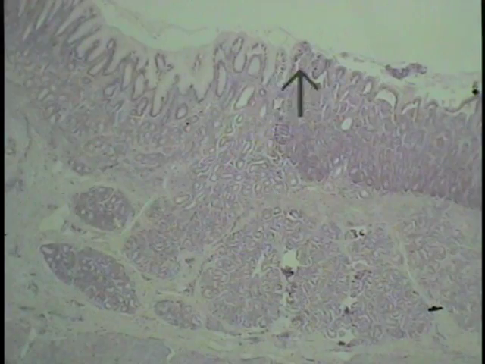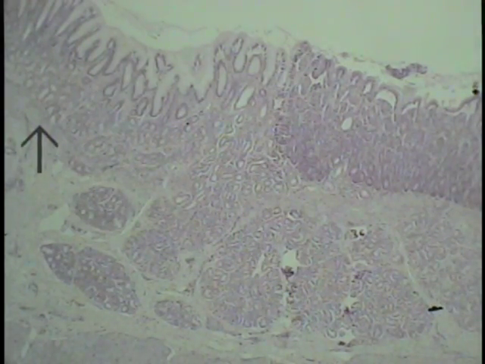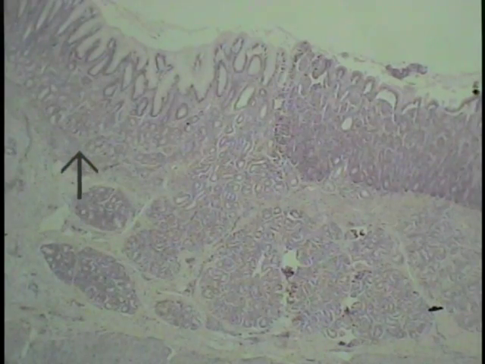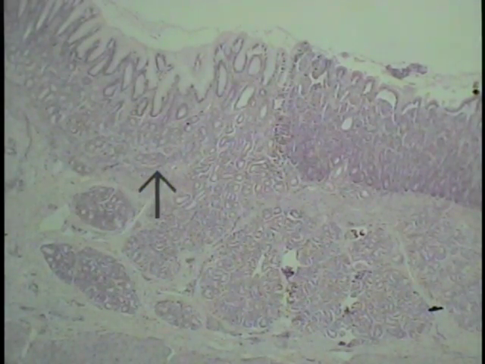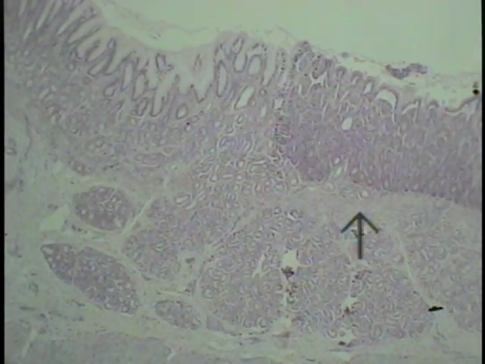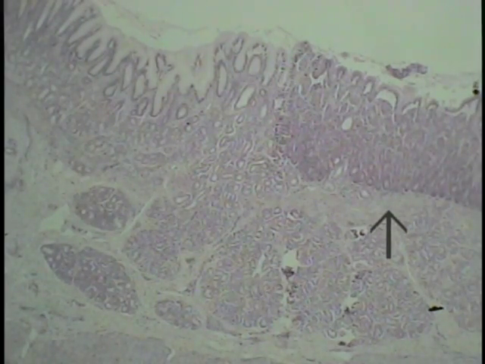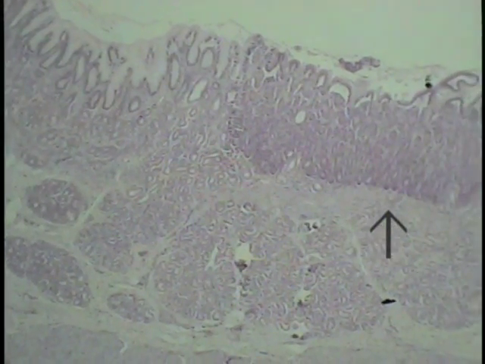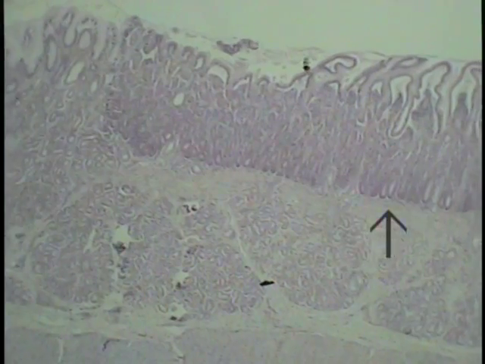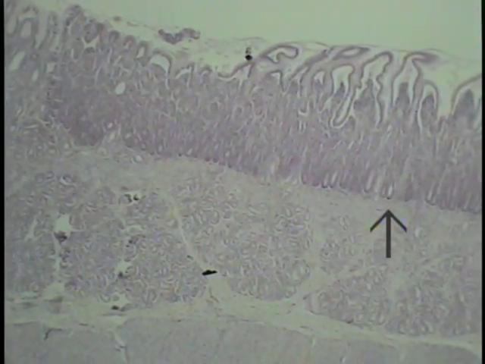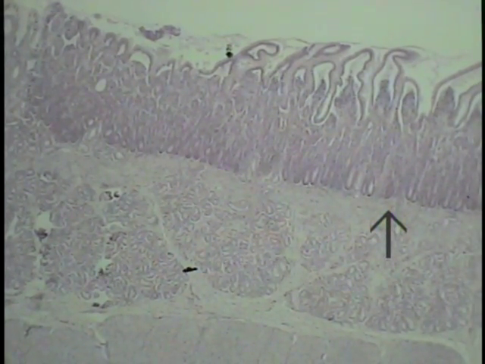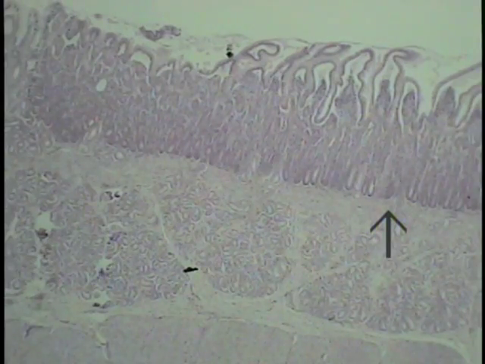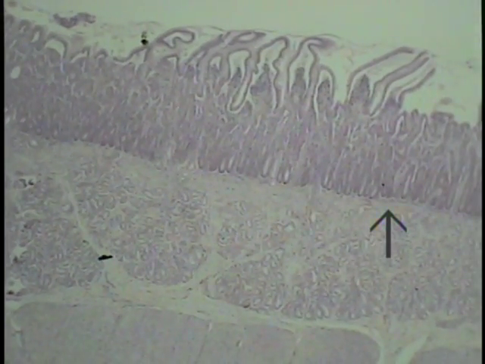From about this point on, though it's hard to demonstrate because of the glandular material here, the muscularis mucosae was coming here. It then is broken up and reconstitutes itself over here. And note the position of the glands now. They are submucosal, indicating that you're now within the duodenum, the most proximal portion of the small intestine.